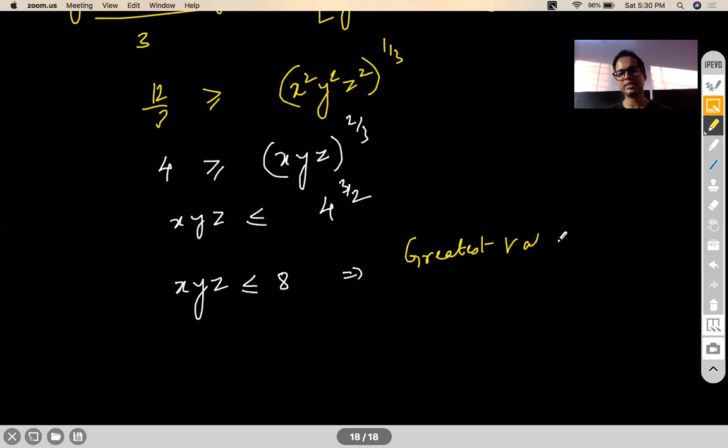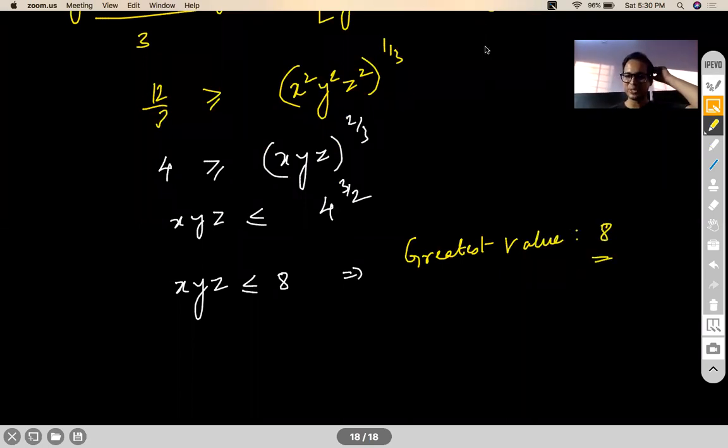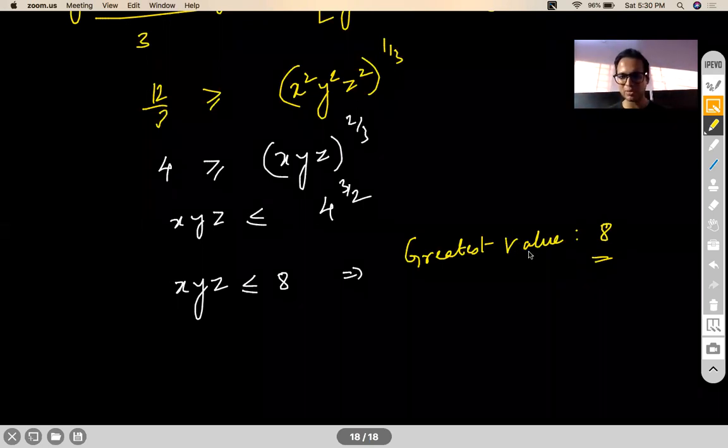Greatest value is 8. Is it fine? So those who gave 8 as the answer, absolutely correct. Absolutely correct. Abhinav, Gayatri, Pratik, Hariharan. Aditya, what went wrong?